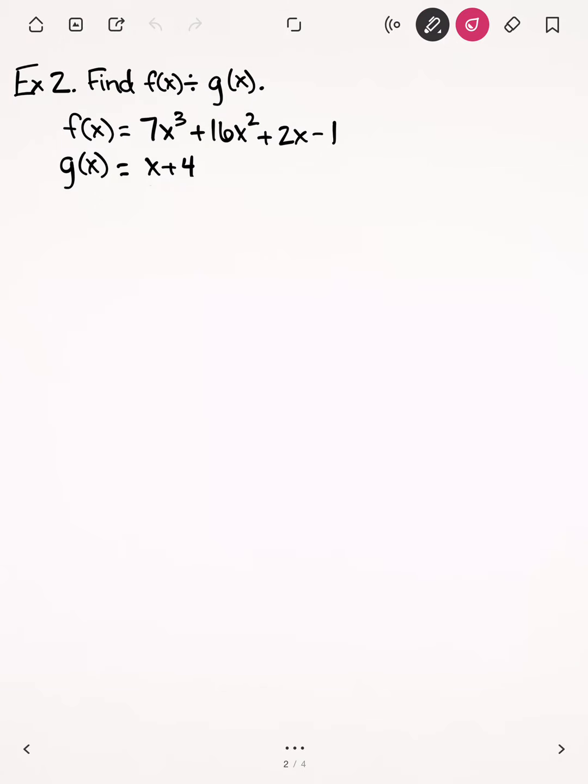Okay, looking at example 2, I want to find f of x divided by g of x. I'm given the two functions. I need to make sure that f of x is in standard form and it's not missing anything. So I have an x cubed, an x squared, an x, and a constant. Perfect. I can go ahead and divide these. So I have a 7x cubed plus a 16x squared plus a 2x minus 1. And I'm dividing it by x plus 4.